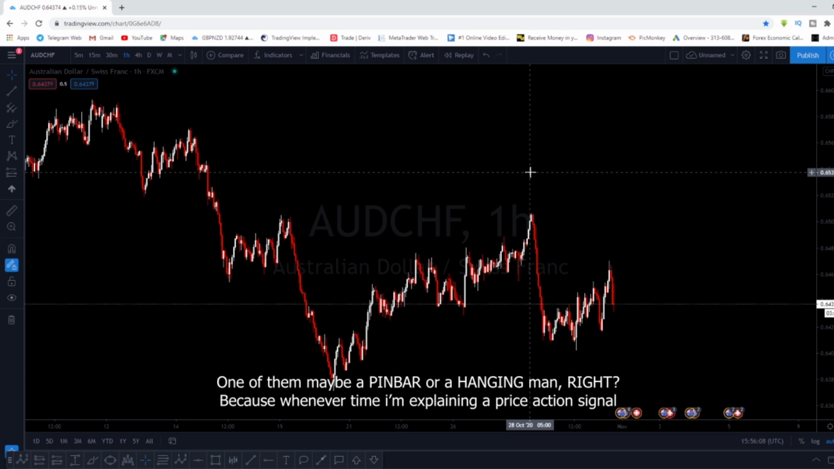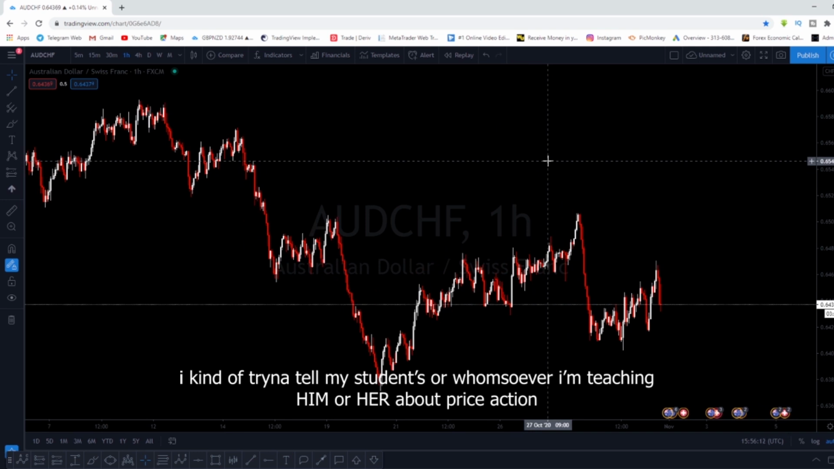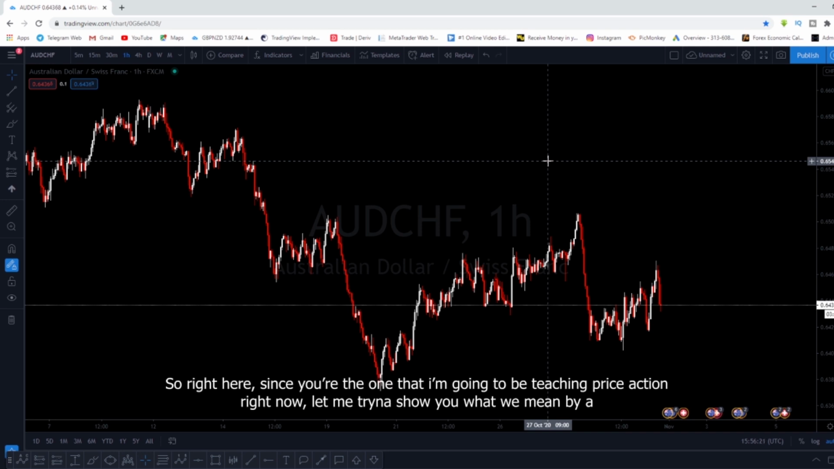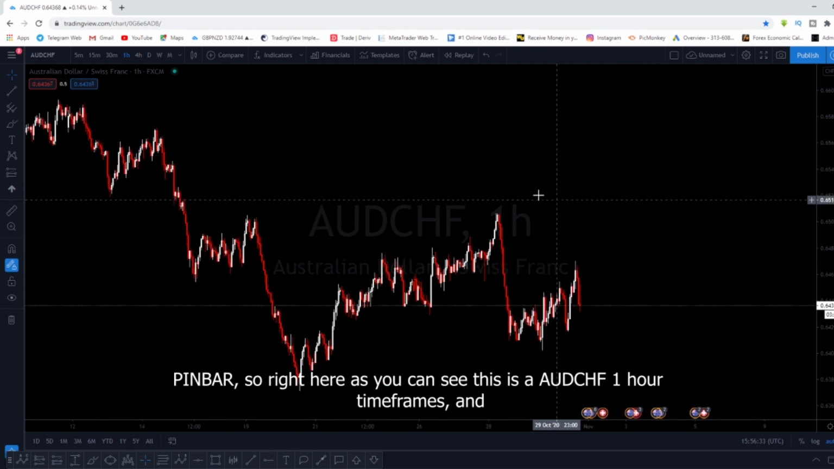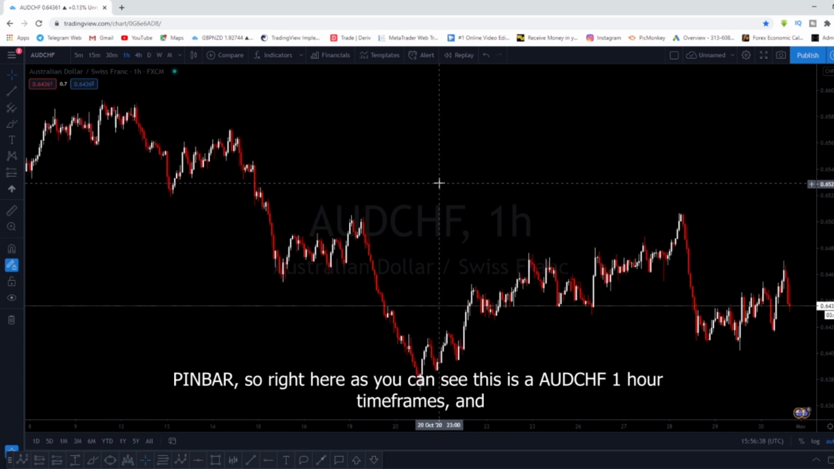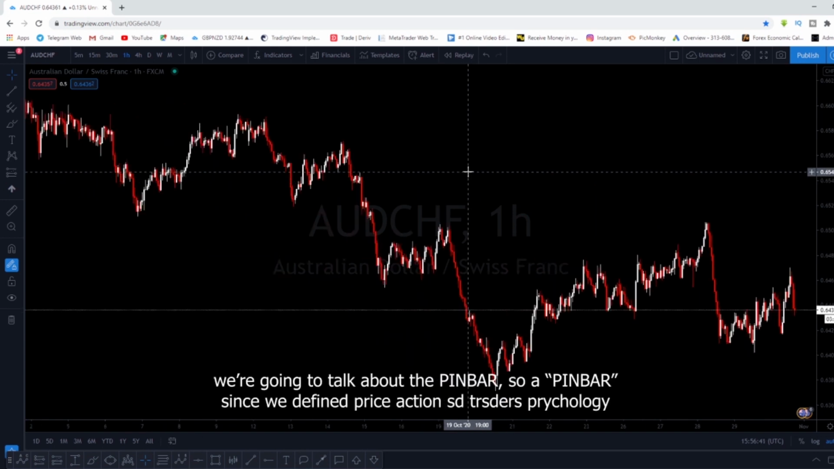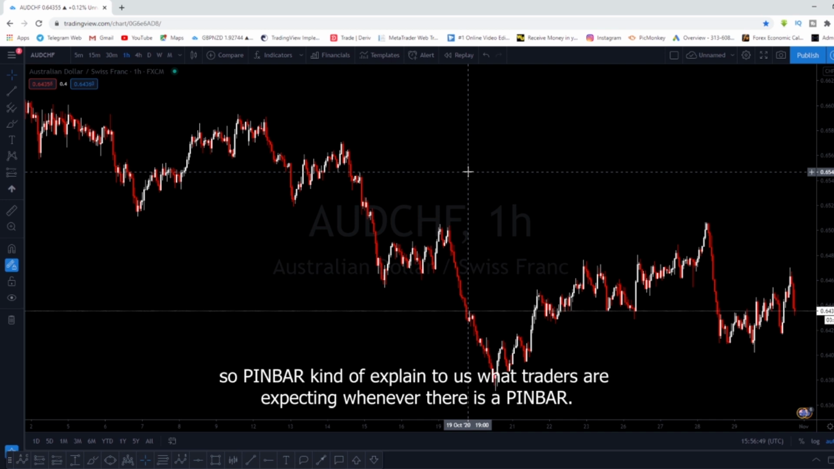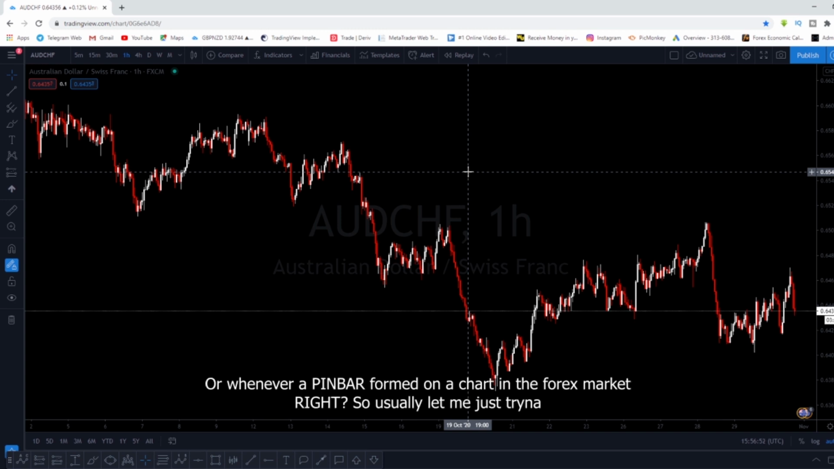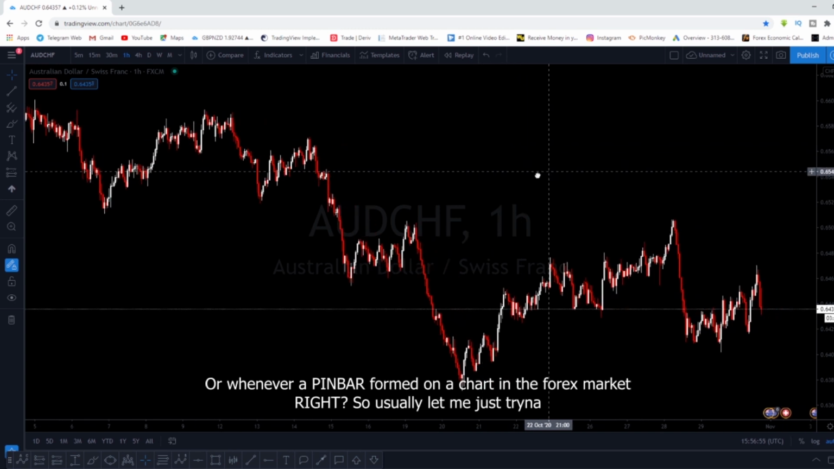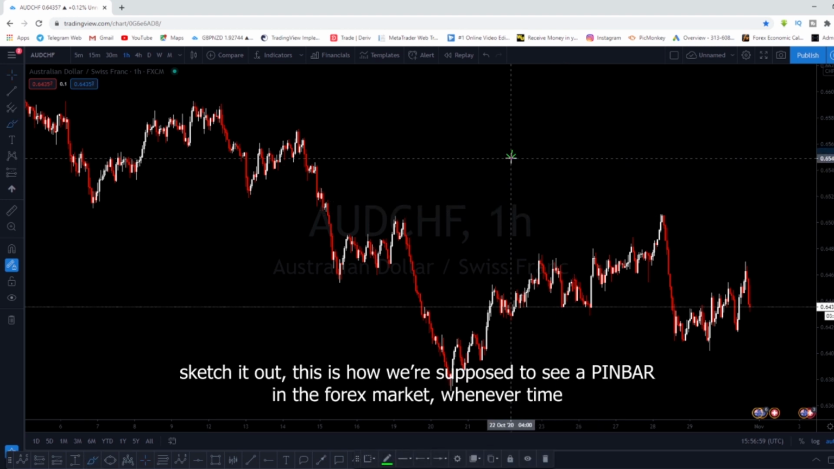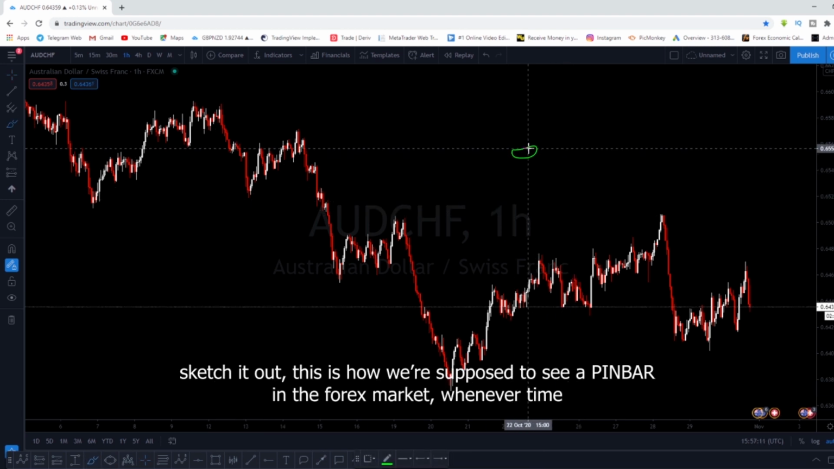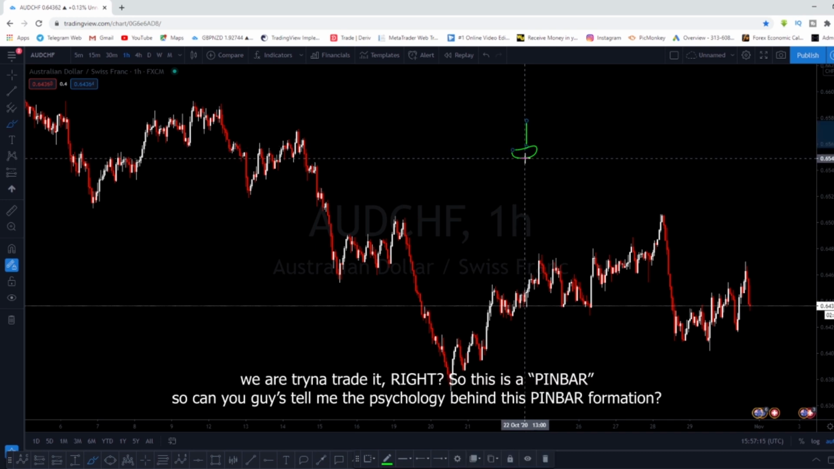Whenever I'm explaining a price action signal, I try to tell my students, or whoever I'm teaching, about price action. Since you are the one I'm teaching right now, let me show you what we mean by a Pinbar. This is AUDCHF on the 1 hour time frame, and we are going to be talking about the Pinbar. Since we define price action as trader psychology, the Pinbar explains what traders are expecting whenever a Pinbar forms on a chart in the forex market. Let me sketch it out. This is how we are supposed to see a Pinbar whenever we are trying to trade it. So this is a Pinbar.